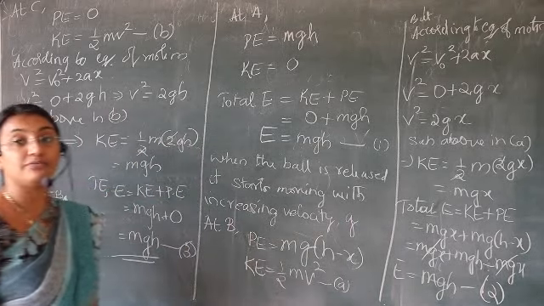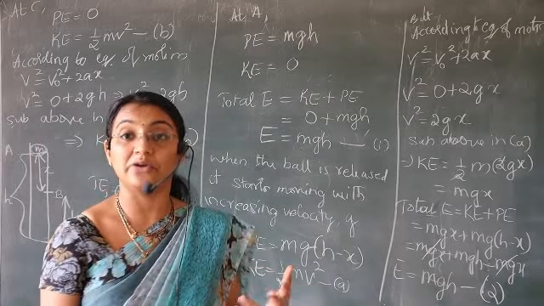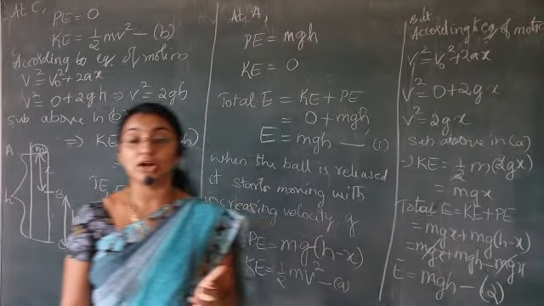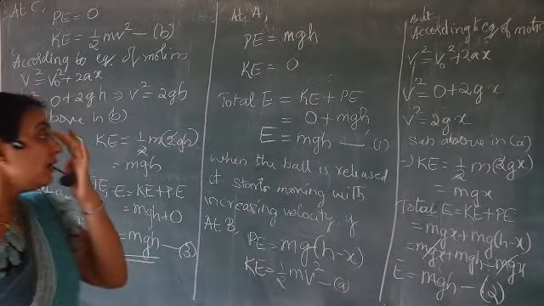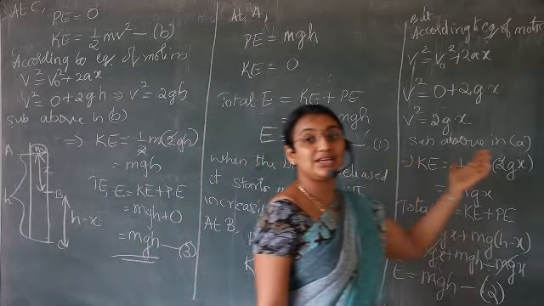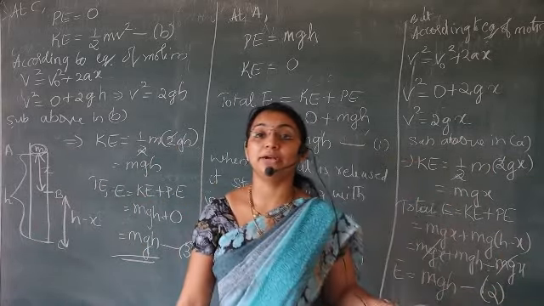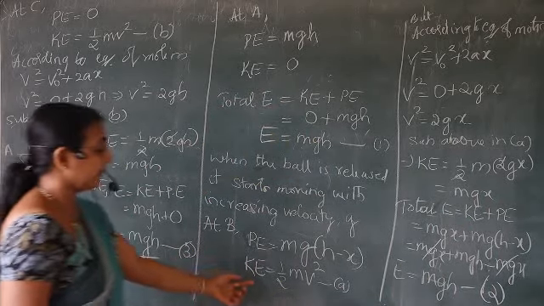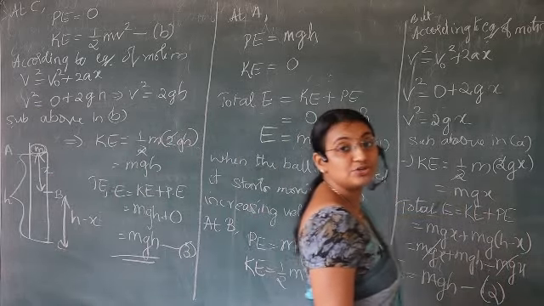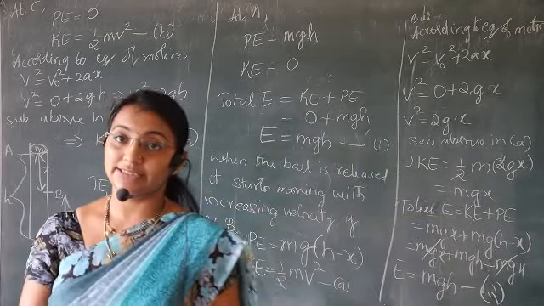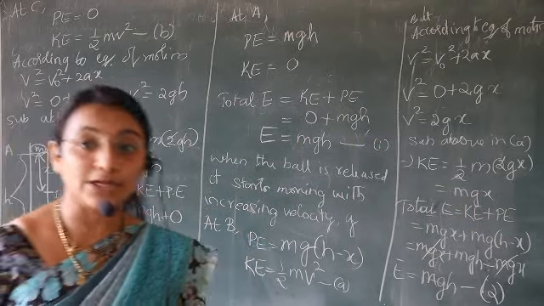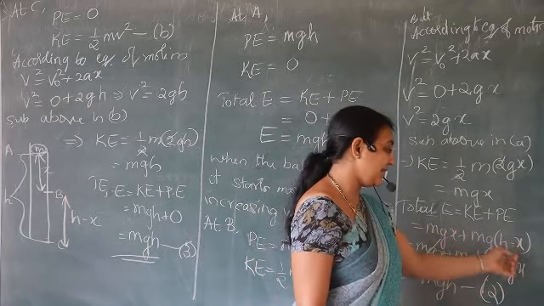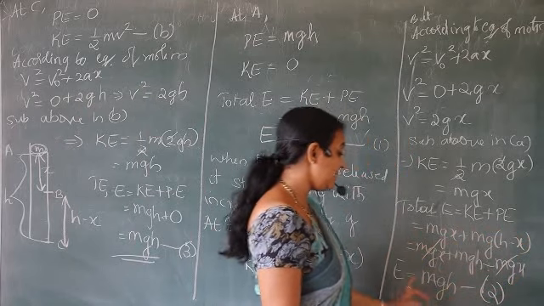Kinetic energy is equal to half mv square. If we write this value directly, we cannot add it. So we will go for the equation of motion, that is v square is equal to v naught square plus 2ax. The initial velocity was 0. So 0 plus 2gx, where x is the height from A to B. So we get v square is equal to 2gx. Substitute in this equation. So we get kinetic energy is equal to mgx. Now again, the total energy is equal to kinetic energy plus potential energy. So we get mgx plus mg(h minus x), that is mgh minus mgx, and mgx gets cancelled.